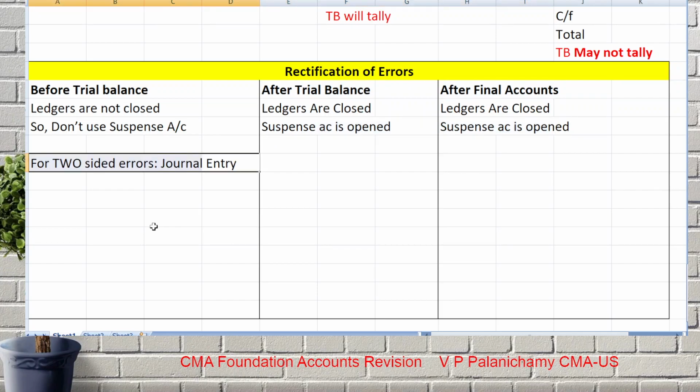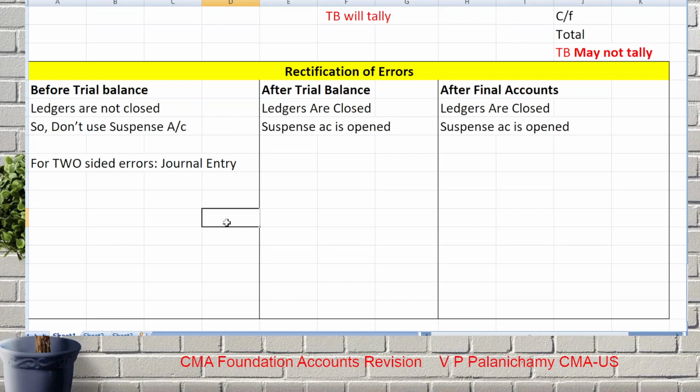How to rectify the error? Pay attention. For two-sided errors, pass a journal entry. What do you mean by a two-sided error? An error affecting two accounts. For example, wages paid for machinery installation, 5,000, debited to wages account. Which account should have been correctly debited? Machinery should have been debited, for installation of machinery. But wrongly debited to which account? Wages account. So to rectify this error, you use which one? Journal entry.